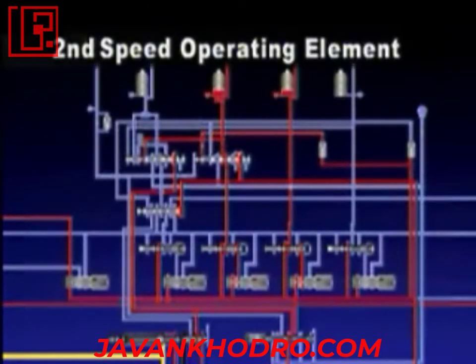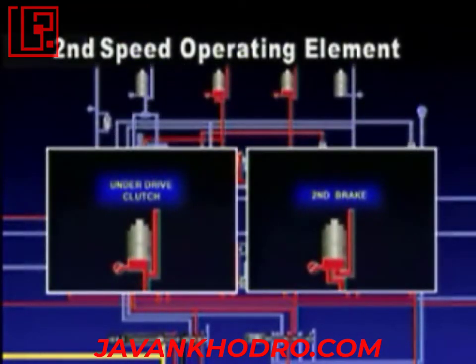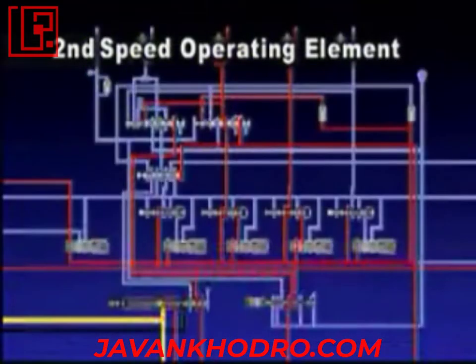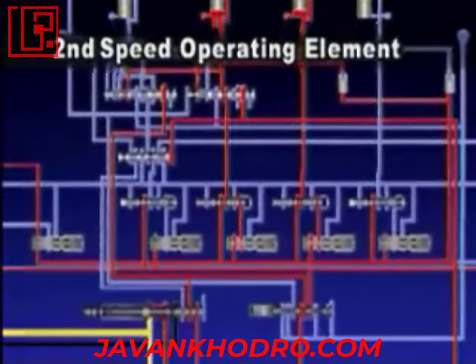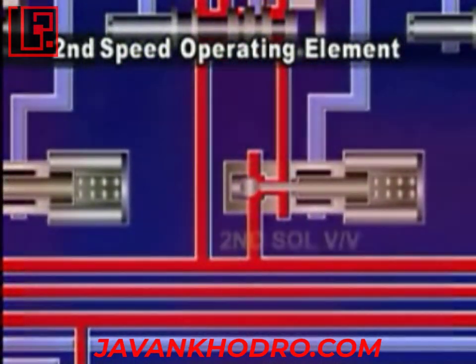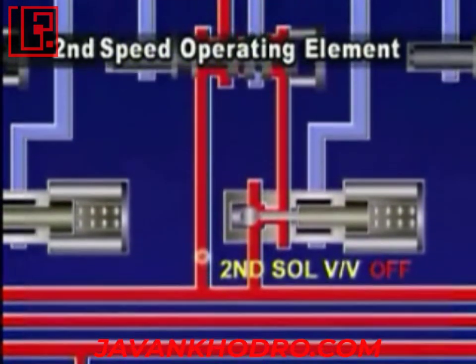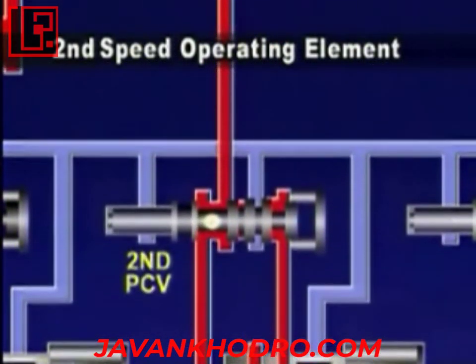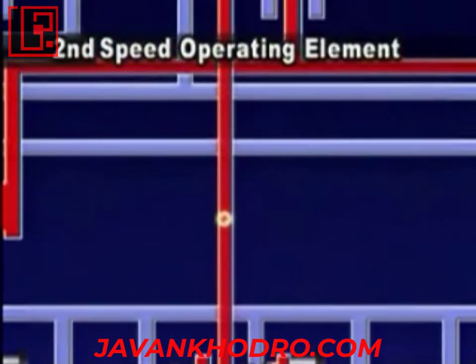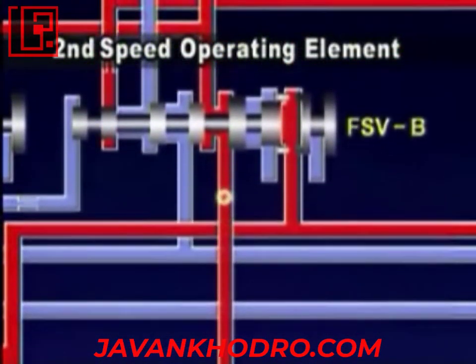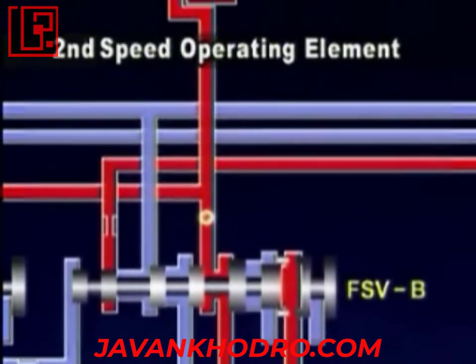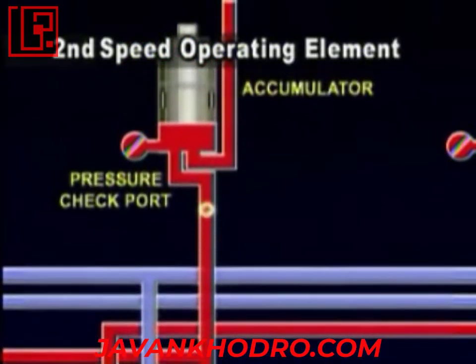In second speed gear, underdrive clutch and second brake are operating elements. Underdrive clutch operation is maintained until it reaches third speed during forward driving. This is how the second brake works. Oil pressure generated from the oil pump is adjusted by the regulator valve. Then it passes second brake pressure control valve and fail-safe valve B and is supplied to the second brake through the second brake accumulator.